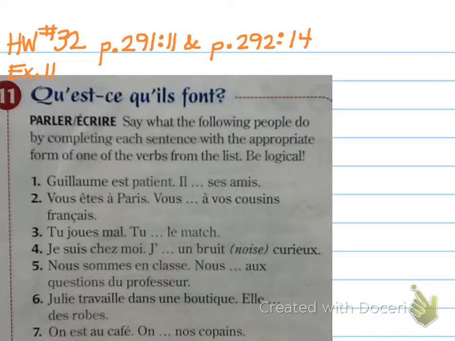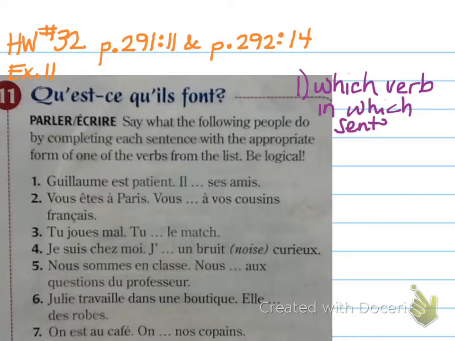Sorry about that. Let's start that again. So, exercise 11. This is a two-part exercise. There are two things you have to do. Number 1, which verb goes in which sentence, based on what it means. And then the second step is you need to conjugate that verb. So, for example, number 1, Guillaume est patient, il blank ses amis.